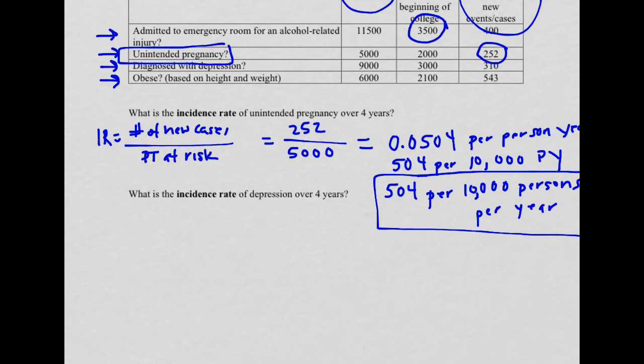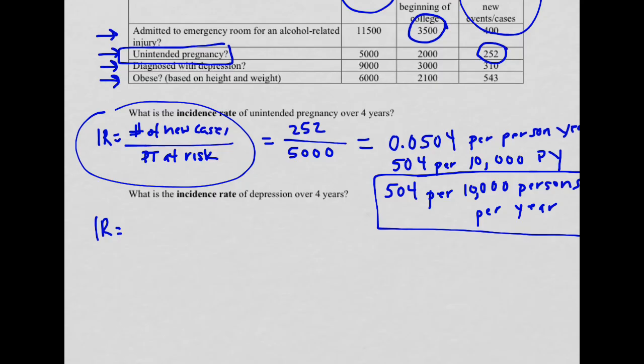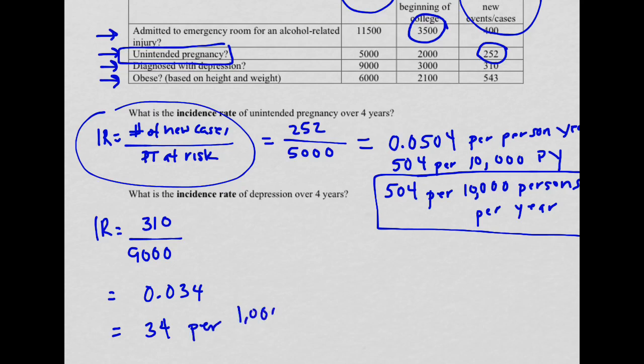All right, so we can do the same thing with depression. We'll use our same formula. We can see that there were 310 new cases of depression during the observation period. Our 3,000 students who were at risk for depression at the start of the study contributed 9,000 person years. So we end up with 0.034, which we can express as 34 new cases of depression per 1,000 persons per year.